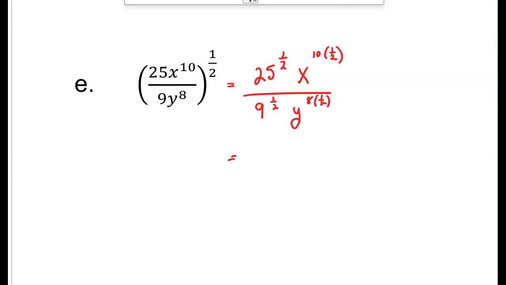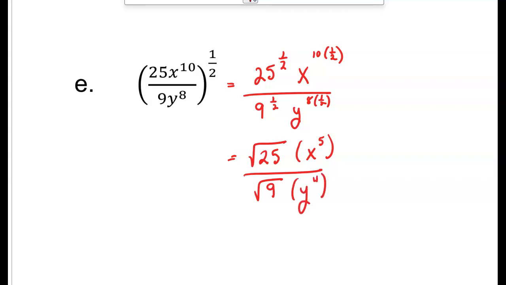Okay. Ooh, not the best feeling in the world, but I'm okay with it. All right, 25 to the 1/2. That's the same thing as doing what? Not dividing. Square root of 25. Now, on the next part here, that's going to be x. What's 10 times 1/2? That's x to the 5th. All right, 9 to the 1/2. Notice I'm just rewriting square root of 9. And then y to the 8 times 1/2. What does that give us? 4. Y to the 4th.